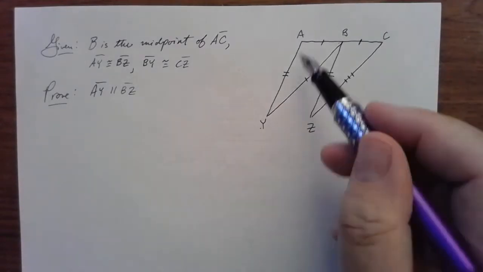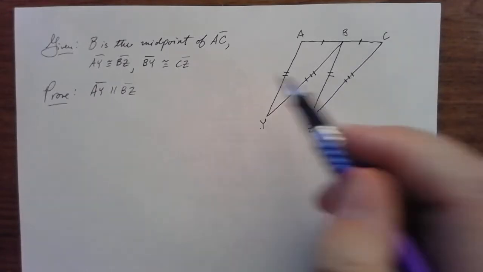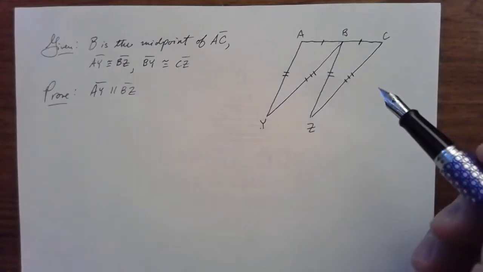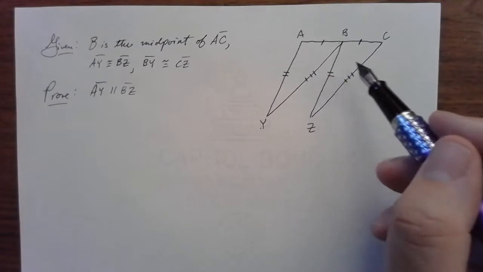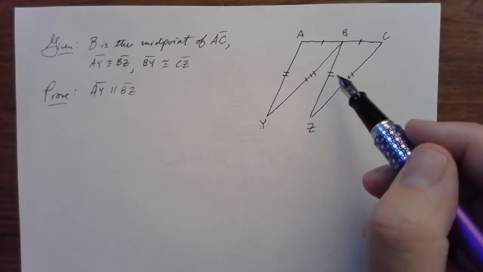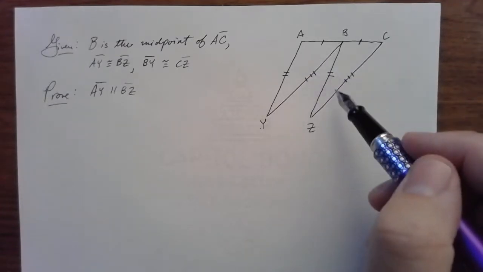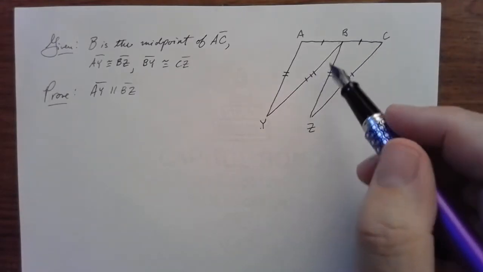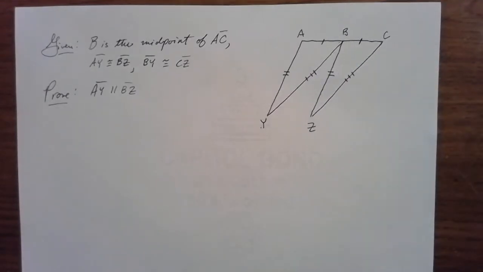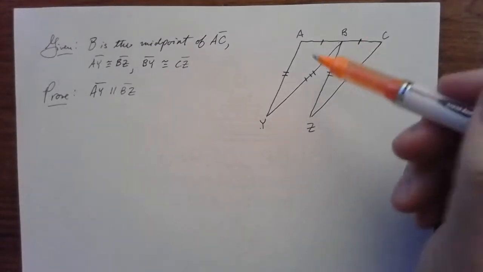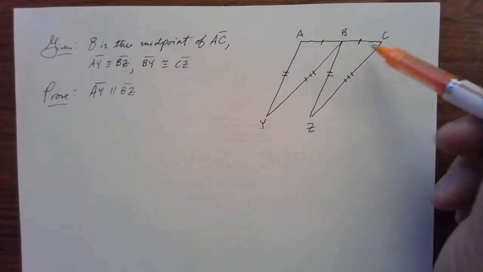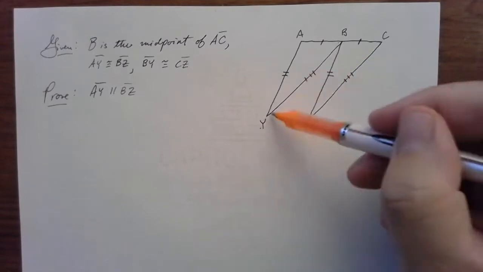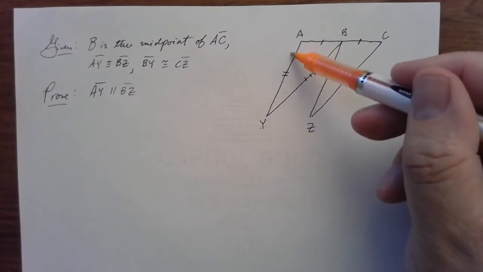I want to prove AY is parallel to BZ. So, you could hardly ask for a more straightforward triangle congruence argument. This is SSS simply marked directly on the triangles. But will those triangles help me prove that AY and BZ are parallel? Here's AY, here's BZ. I want to show that those are parallel. I don't know that they're parallel.